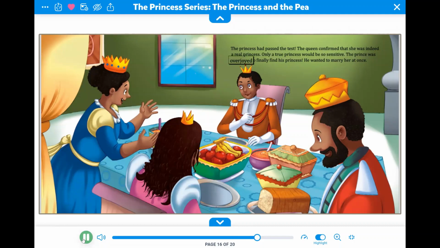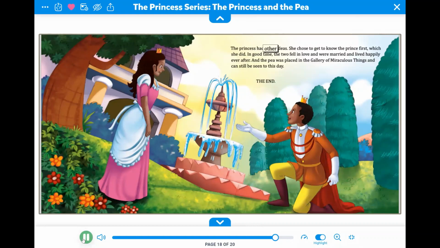The prince was overjoyed to finally find his princess. He wanted to marry her at once. The princess had other ideas. She chose to get to know the prince first, which she did. In good time, the two fell in love and were married and lived happily ever after. And the pea was placed in the gallery of miraculous things and can still be seen to this day.